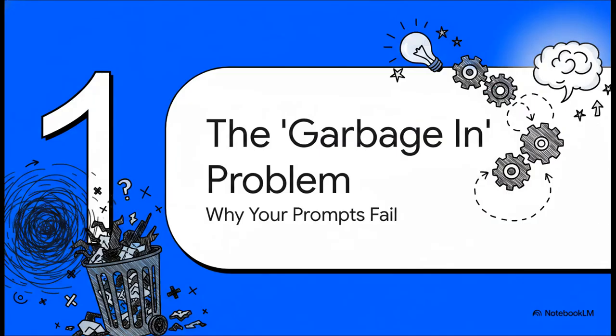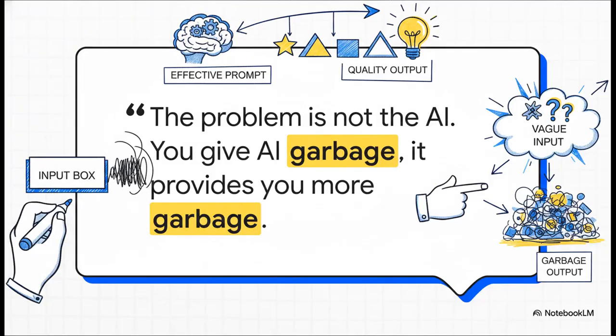Okay, so let's get right to the heart of the issue. A lot of people call it the garbage in problem. And you know what? The good news is this isn't about the AI failing. It's actually a huge opportunity for you to get way, way better results. It really just boils down to this. If you give the AI vague, lazy input, you're going to get vague, lazy output right back. The power to change everything is totally in your hands, and it all starts with what you type into that little box.